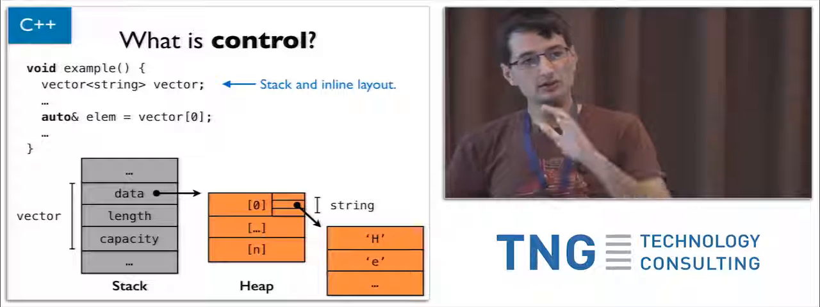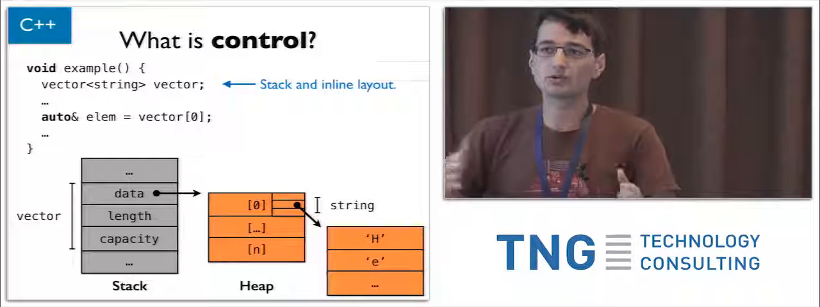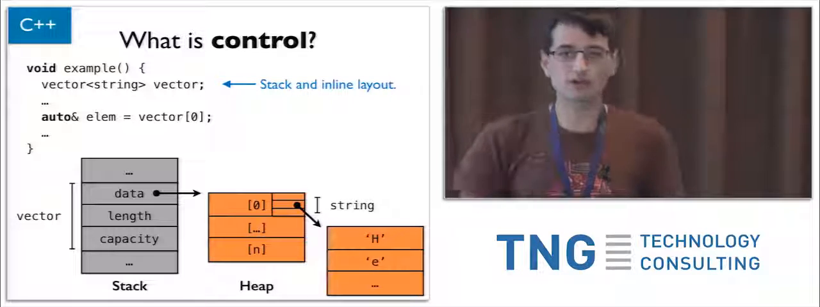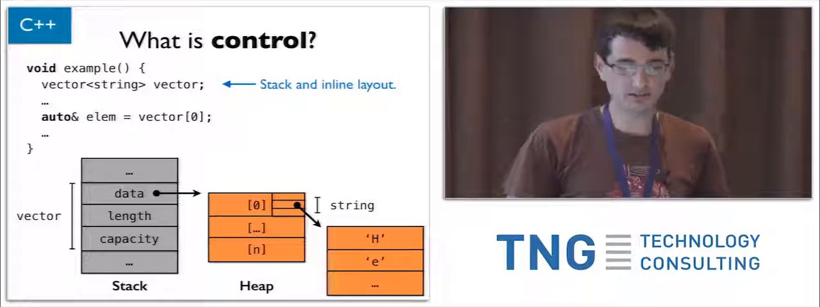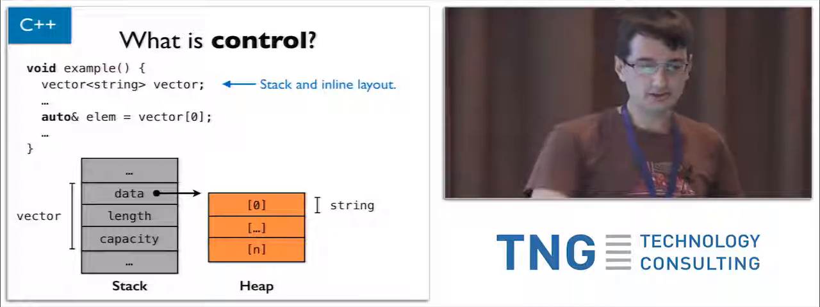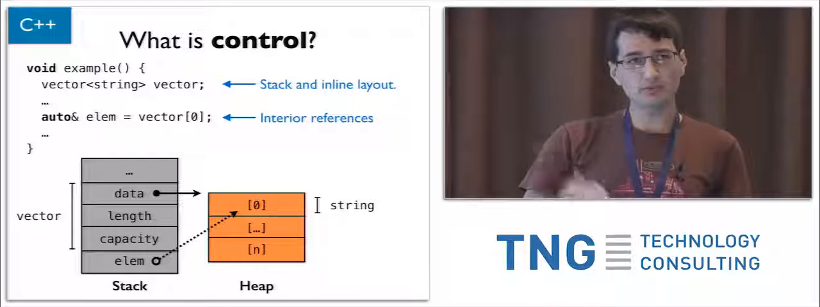But the key thing here is everything is laid out in line. There's kind of no extra layers of indirection. You have very fine-grained control, and if you were to write this all by hand, you'd probably do it almost exactly like that. And the next thing we'll see in C++ are these lightweight references.